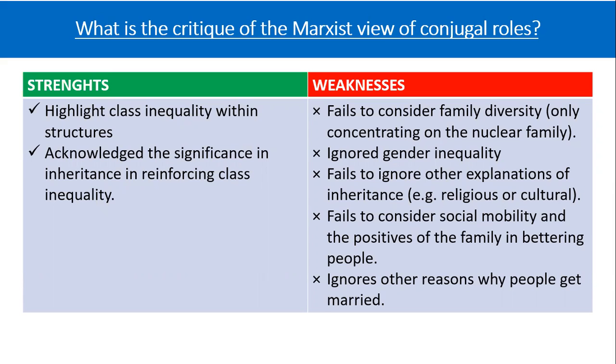It fails to consider other reasons for inheritance. It fails to consider that social mobility within the family can work, and it ignores other reasons why people get married. So it's arguably being too deterministic about the family as a structure. It's not all about money and capitalism.